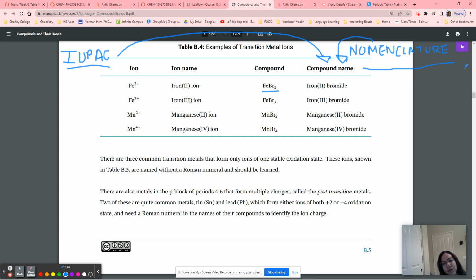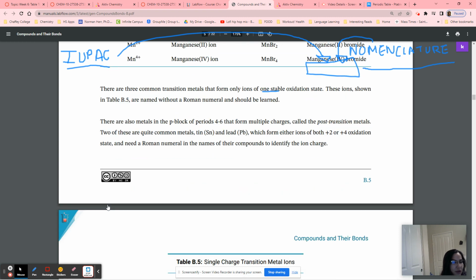So remember, the word nomenclature and the word IUPAC just mean compound name. They both mean compound name. So don't freak out if you see those. What is the IUPAC? Compound name. What is the nomenclature? Compound name.